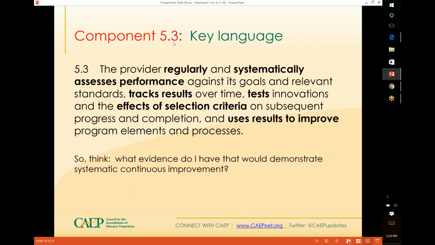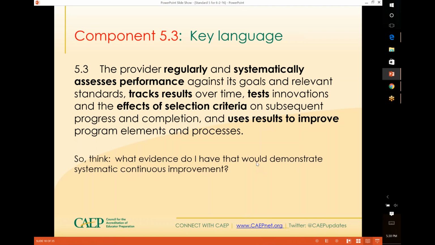Okay, I consider this the continuous improvement component, that you regularly and systematically are assessing your performance against your goals, you're tracking your results, you're testing innovations, you're looking at the effects of selection criteria on candidate progress and completion, and you're using the results to improve your programs and your processes. So, think, and this is how I summarize this, what evidence do I have that would demonstrate systematic continuous improvement?